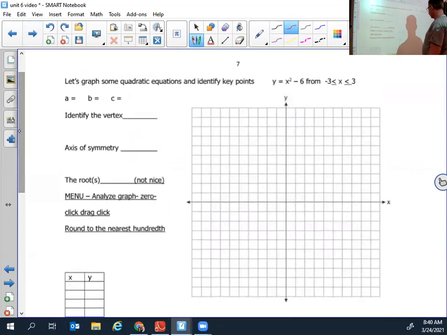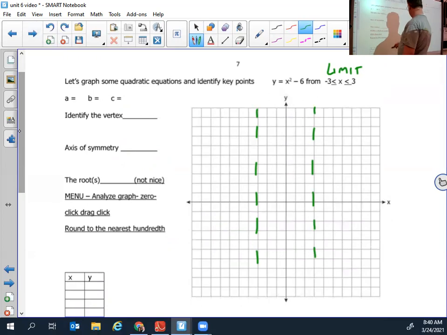So this time we have a different one. It's x squared minus 6. We're doing it on the same limited domain, so I'm going to do my negative 3 to positive 3. All right, this time my a is equal to 1 because I have a 1x squared there. My b is equal to 0 again. There's no x term, it's 0x. And then my c is equal to negative 6.